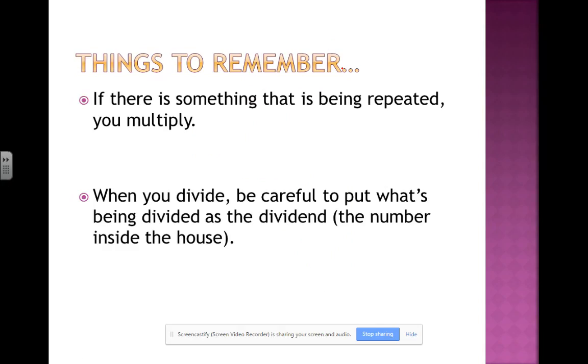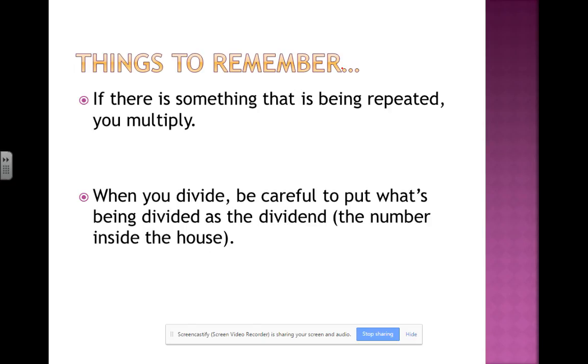Last minute, a couple of things to remember. My students have a hard time with division and multiplication, especially in word problems, making sure that they can determine which operation it's asking for. Here's a couple little helpful reminders. If there is something that is being repeated, then you're going to be multiplying.